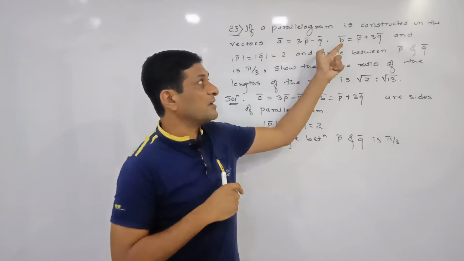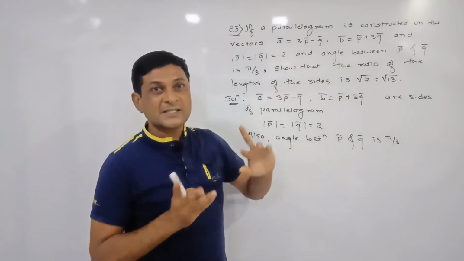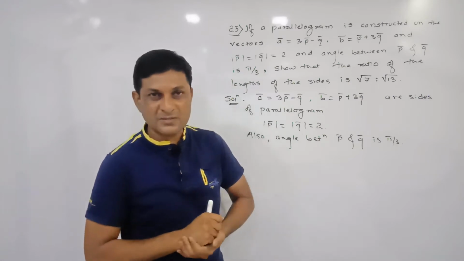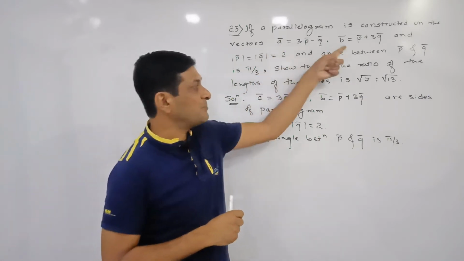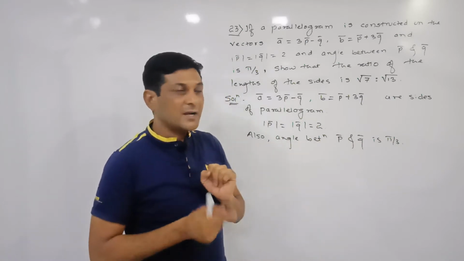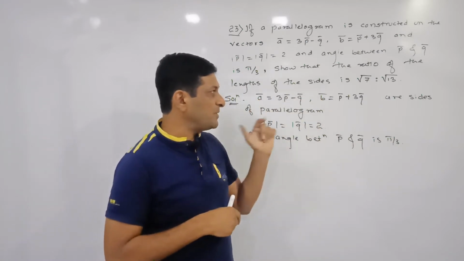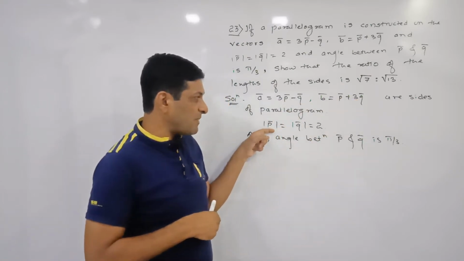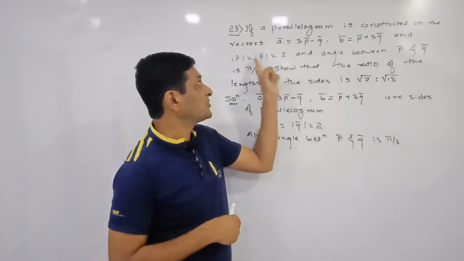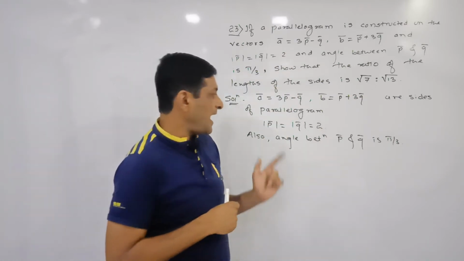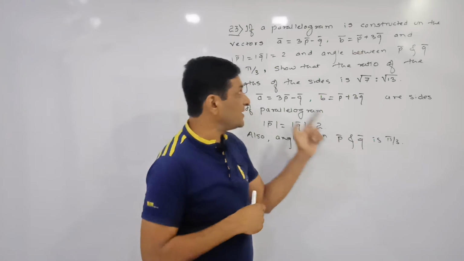These two vectors represent what? Sides of the parallelogram, because the parallelogram is constructed on these vectors, so a bar and b bar represent the sides of the parallelogram. Again, if you observe, the values of a bar and b bar are in terms of p bar and q bar. It is given to us that the magnitude of p bar and q bar is equal to 2. This is the second given condition. And what is the third given condition? The angle between these two vectors p bar and q bar is how much?